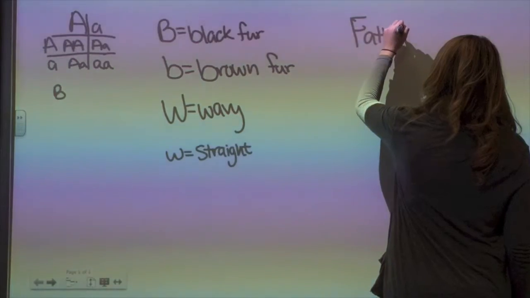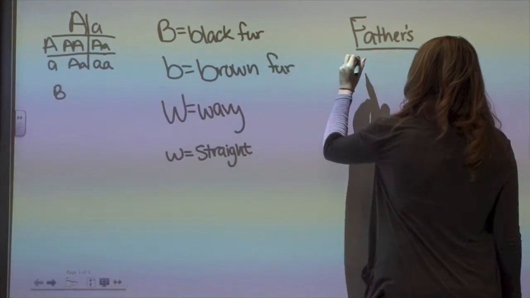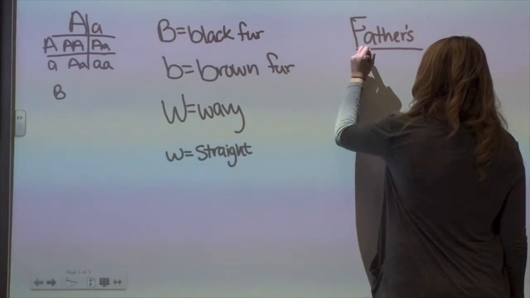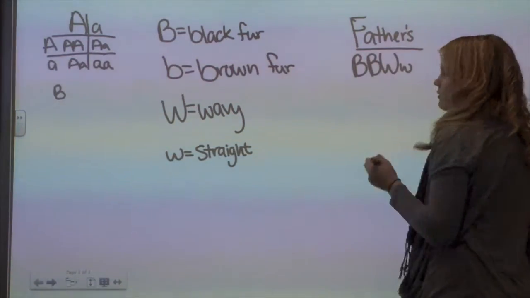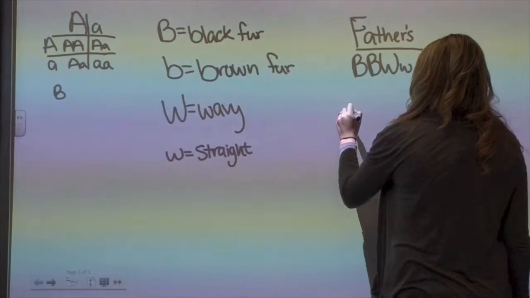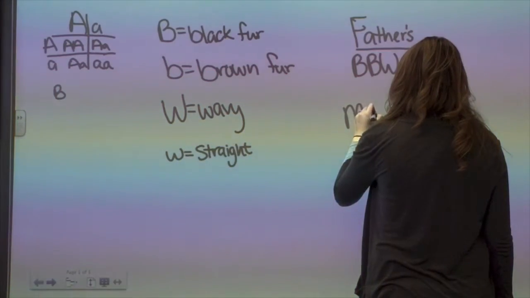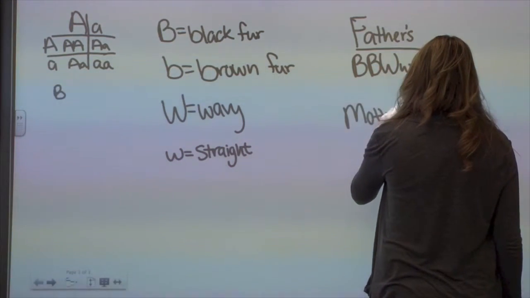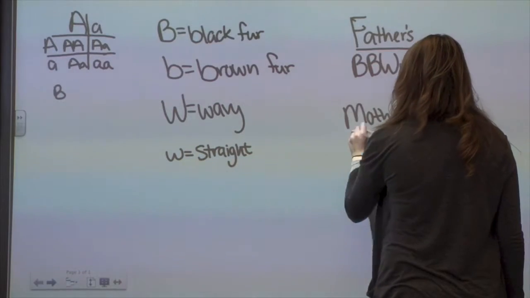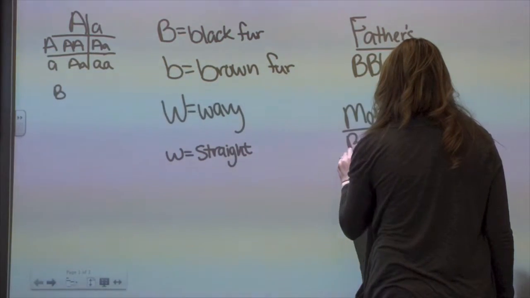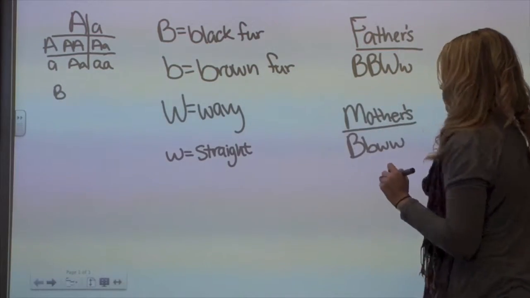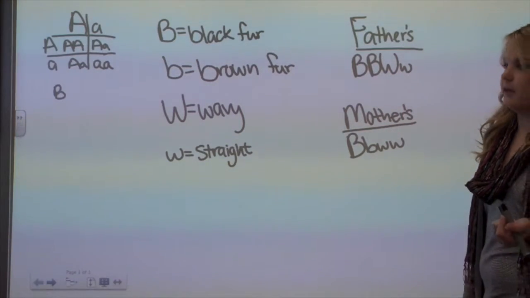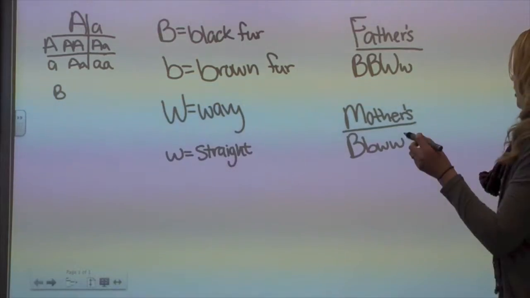Okay, so let's say we had two parents. The father's genotype is big B, little b, large W, little w, while the mother's is big B, little b, little w, little w. From here, let's make all of our combinations.